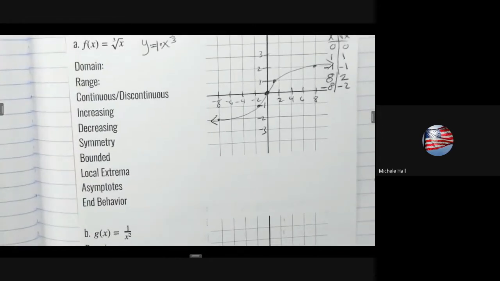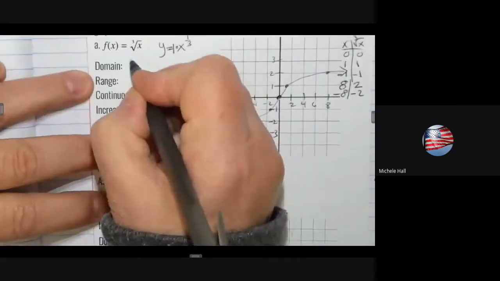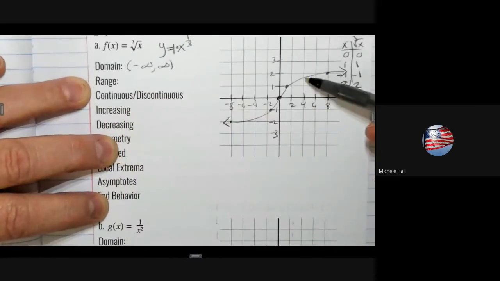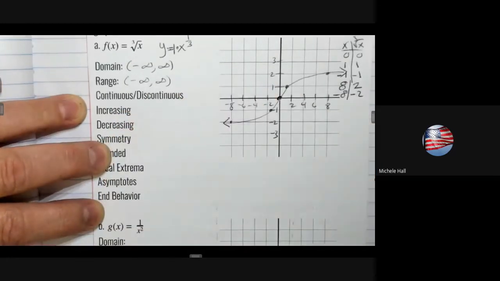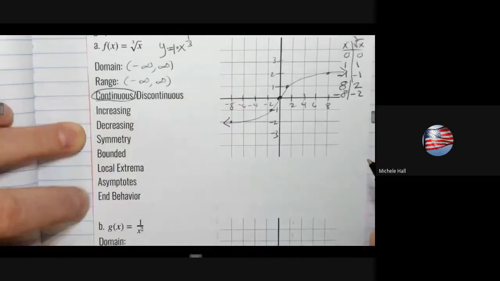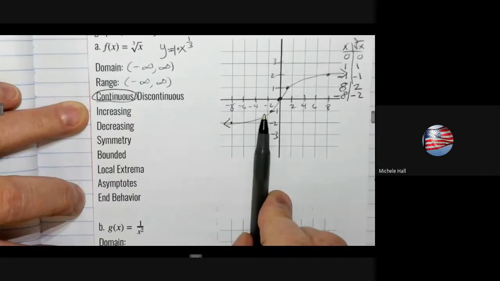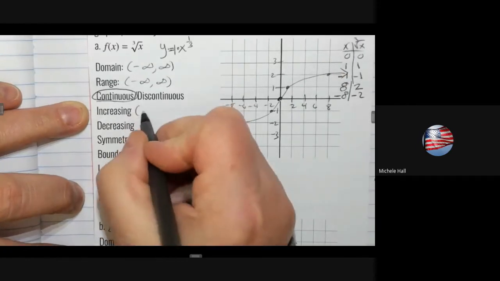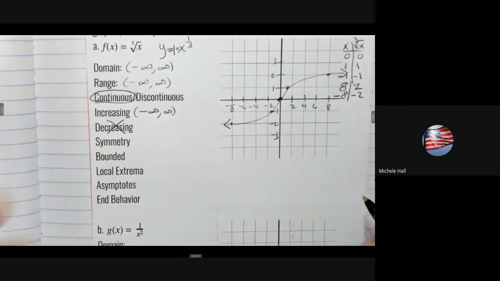Okay. Now I can answer the questions. The domain would be from negative infinity to infinity. And it's going out ever so slowly in the range direction, so that would also be from negative infinity to infinity. This is continuous. If I start from the left and look to see what it's doing, is it going up? Is it going down? I would say that it's increasing from negative infinity to infinity, and it's not decreasing anywhere.